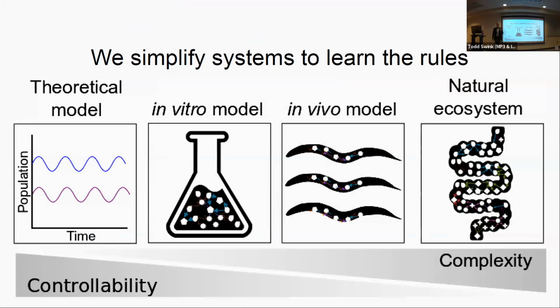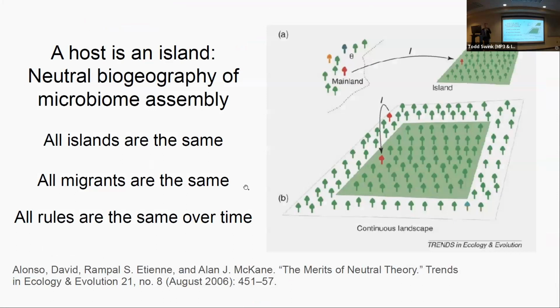We can start taking out sources of variation one by one, adding them in one by one to figure out what's contributing to the heterogeneity we see by changing the patterns of variation. And we need some expectations from what we see. One of the simple expectations that we like to use and refer to over and over here is a neutral model. It's just a neutral model of biogeography.